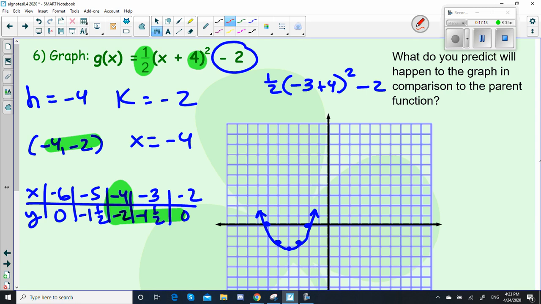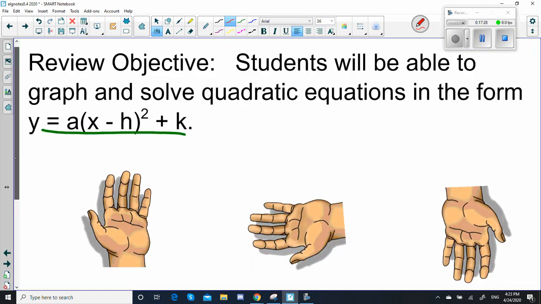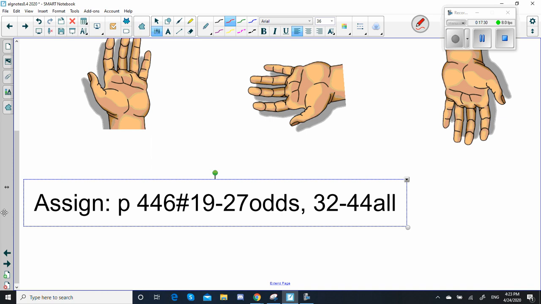Okay, so domain is all real numbers. And range is y is greater than or equal to -2, because it's opening up. This is the lowest point on the graph right here, and that's -2, so that's a part of the range. Okay, I'm all finished. That last one was a doozy.